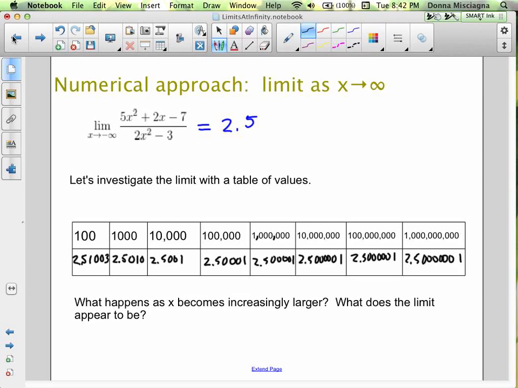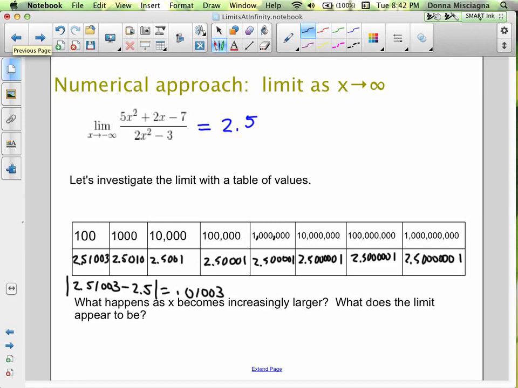the value of the function here is 2.51003, and the value of the limit we said appeared to be 2.5. Right? So that difference there is 0.01003.